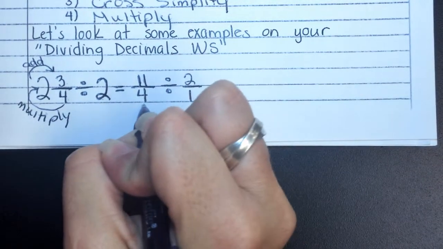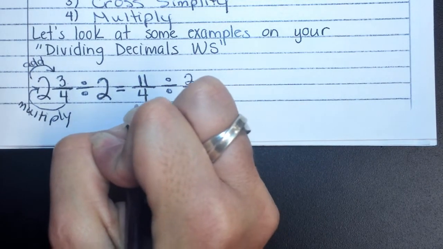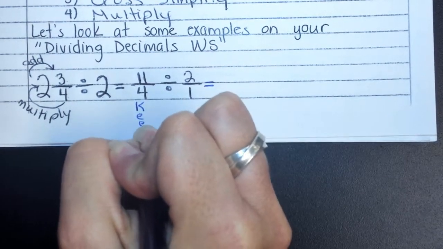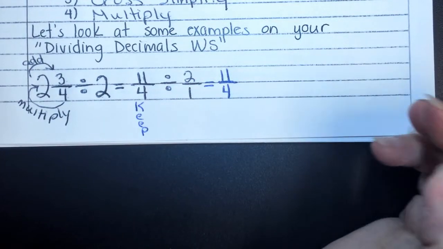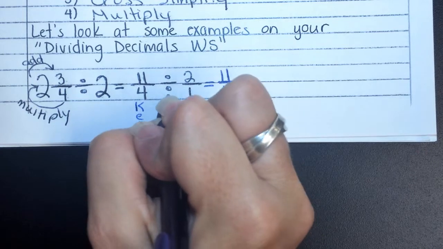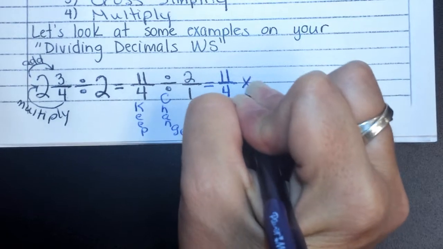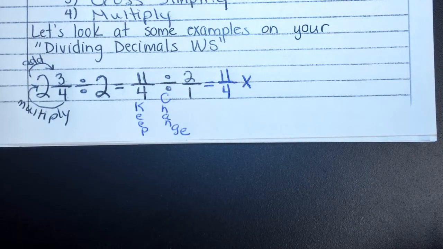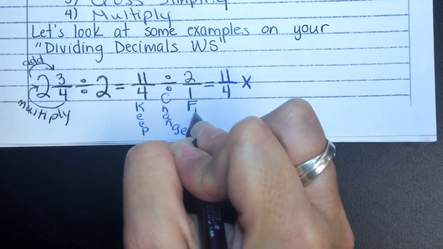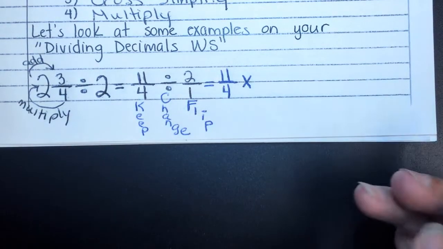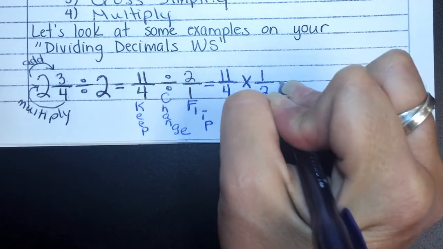Anyway, the next step is we're going to change this thing to multiply, basically. Okay? We're going to keep 11/4 just the way it is. We're going to keep it just like it is. It's beautiful, it's perfect, it's done. We are going to change the division to multiply. Keep, change, flip. And we're going to flip over this last fraction. Flip. Okay? We're going to flip it over. It is 2 once, so now it's going to be 1 over 2.